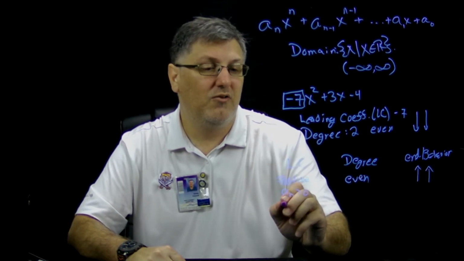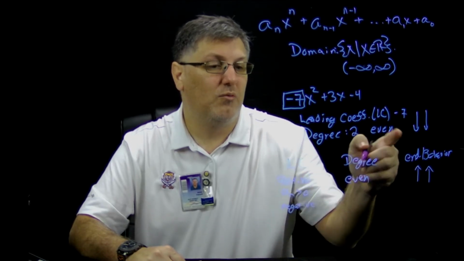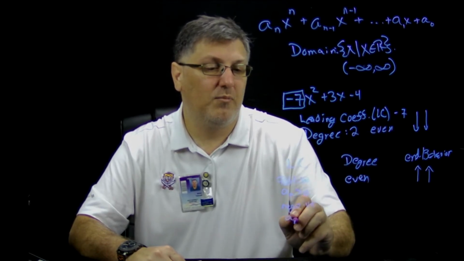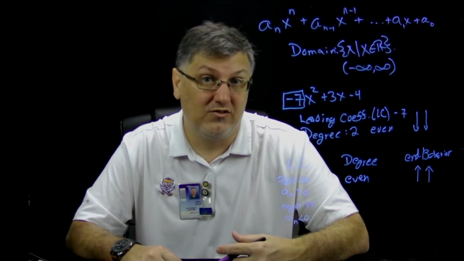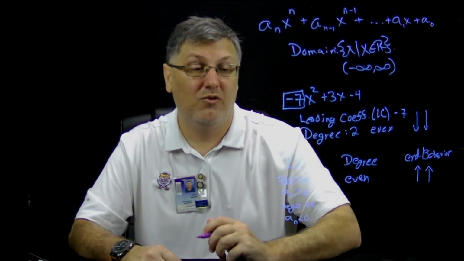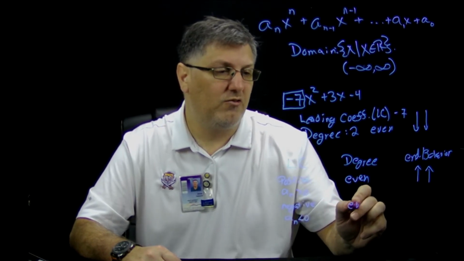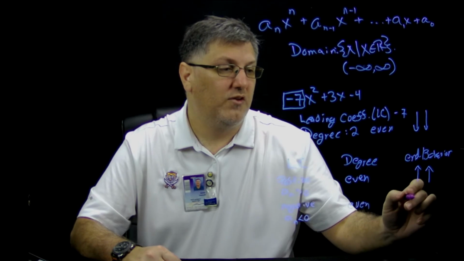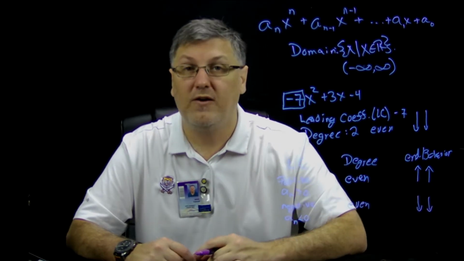Well, what if my leading coefficient is negative? That's the one we did here. I can make this fancy by saying a sub n is less than 0, because everything less than 0 is a negative number. A sub n is my leading coefficient. And if my degree is, again, even, in this case it's going down, which is what we had in this little example.